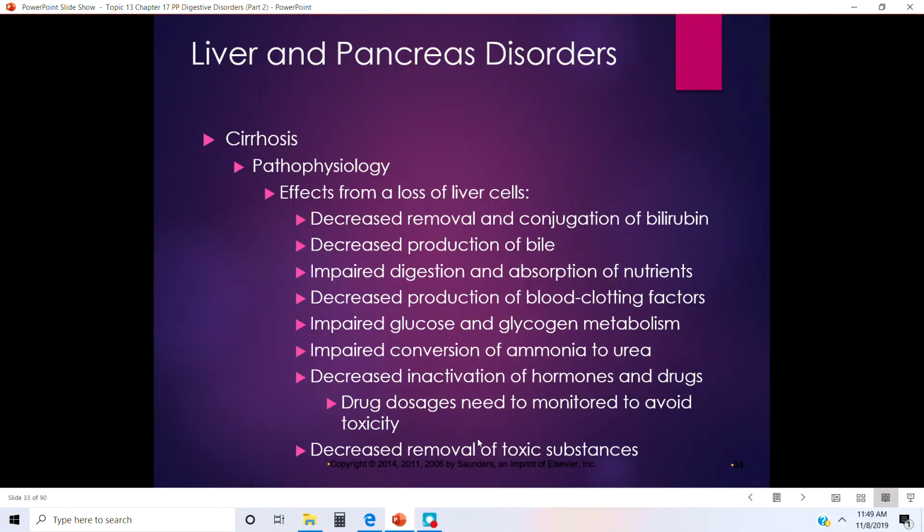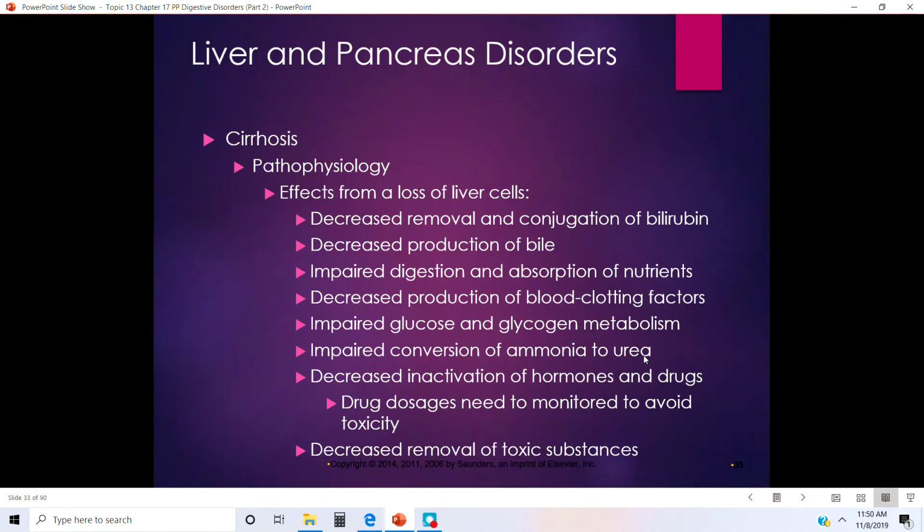There's going to be impaired conversion of ammonia to urea. This is important. This ammonia is a byproduct of amino acid breakdown or protein breakdown. This is toxic in the body. So the good thing that the liver does is it takes this toxic substance and converts it to urea, which is a less toxic substance, and then we eliminate this in the urine. So if you ever walk into a hospital room with a patient with liver failure, the room many times will smell like ammonia because their ammonia levels are up.